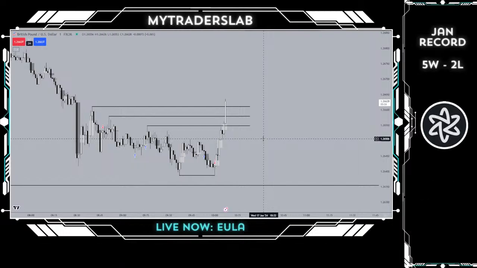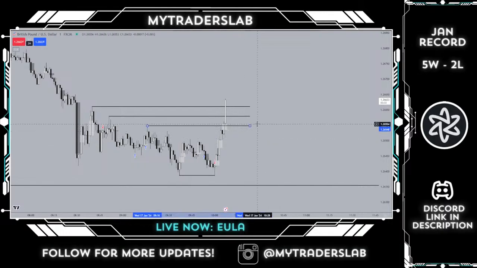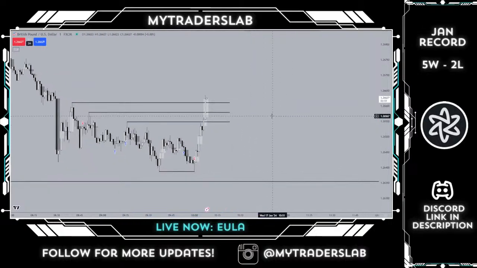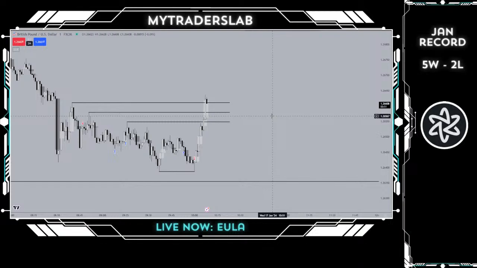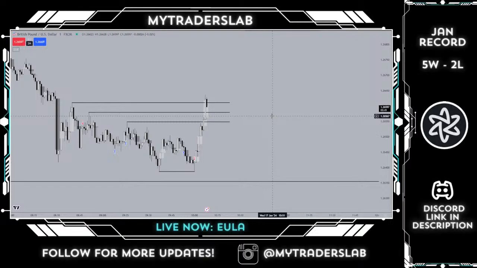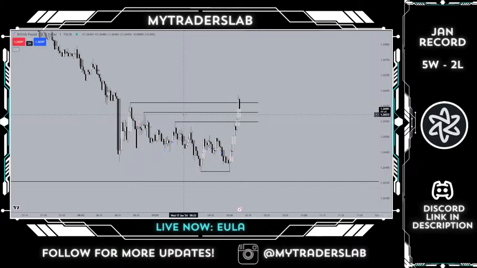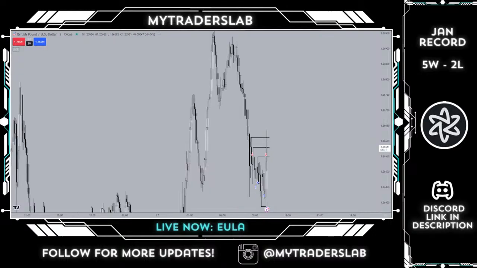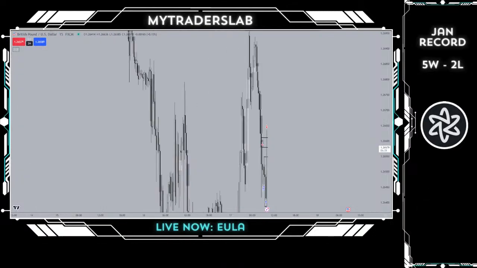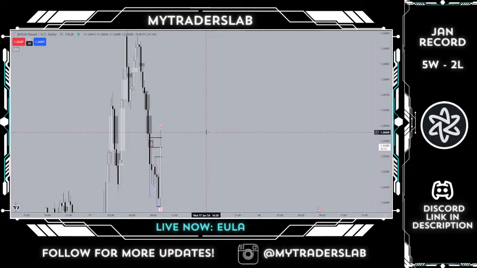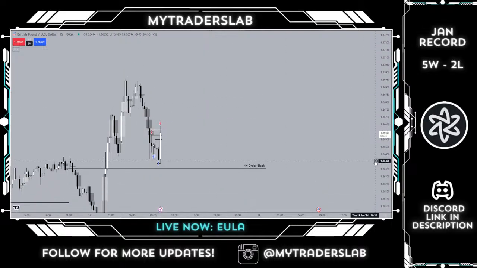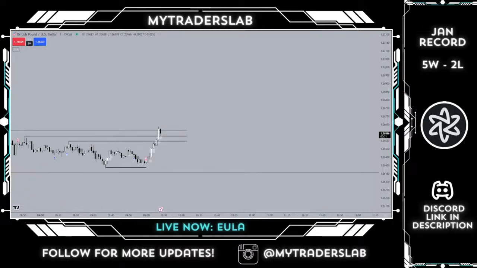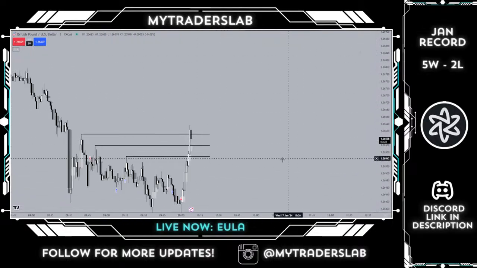Bro, if only I held longer. Yeah, all got smashed through. So all the external liquidity has been taken out. I don't really see much other things to trade through. Too many fair value gaps here as well. I don't like it. No retracements, no entries.